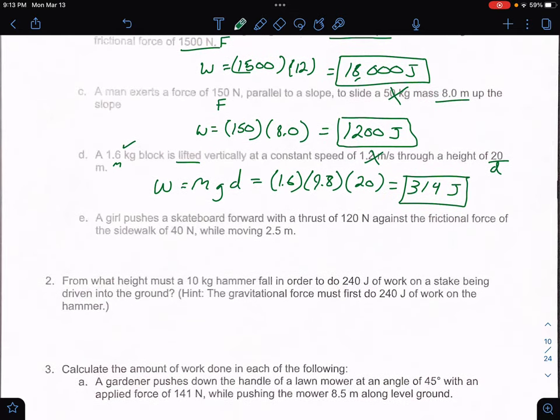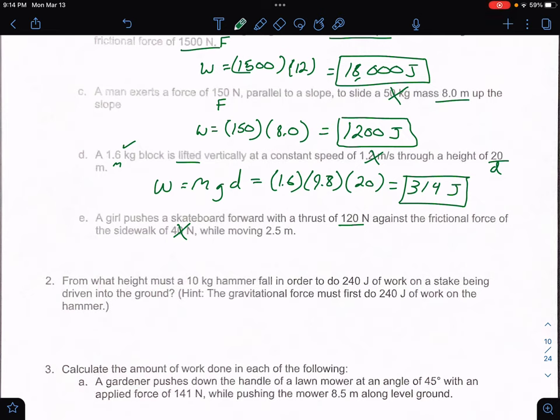Okay, E, a girl pushes a skateboard forward with a thrust of 120 newtons against the frictional force of the sidewalk of 40 newtons while moving 2.5 meters. Again, we're just finding how much work is being done by the girl. I know the sidewalk is going against it, but we want to figure out how much work the girl is actually doing. So her force will be 120 newtons. I'm not really asking about the sidewalk, so that's not going to affect me there.